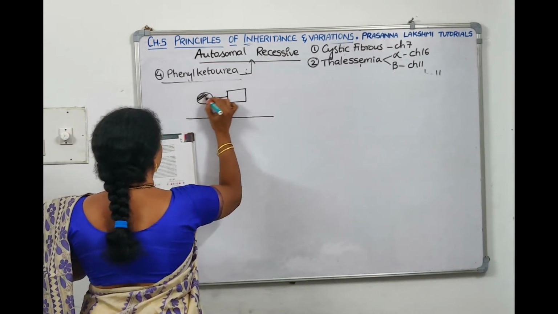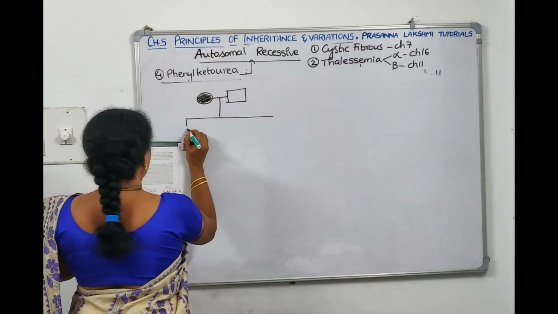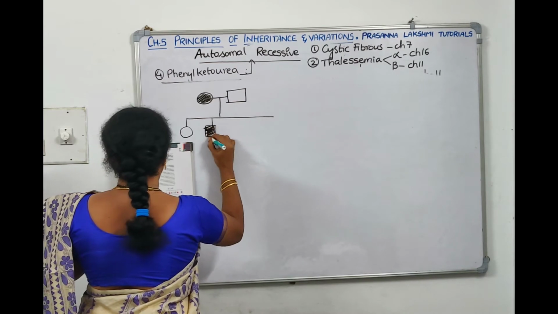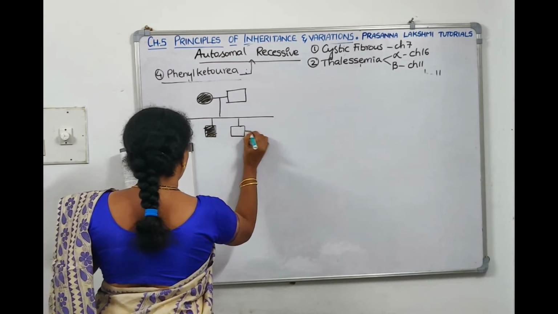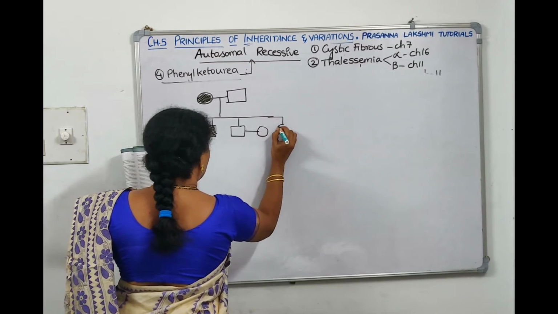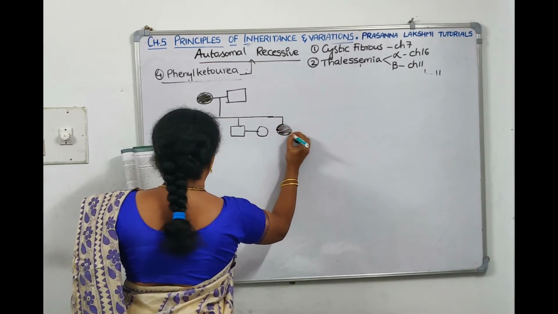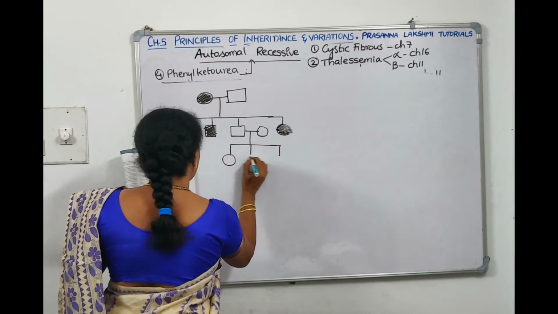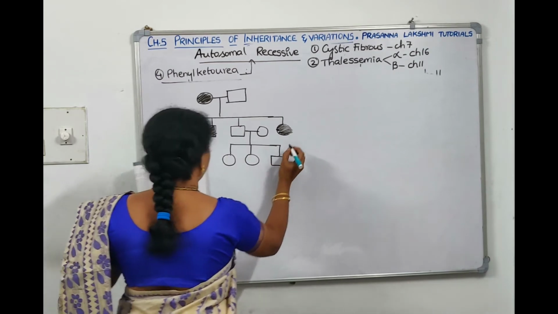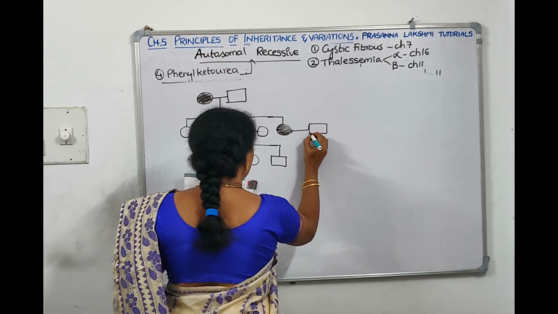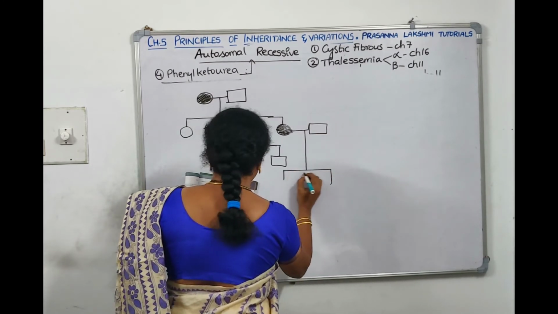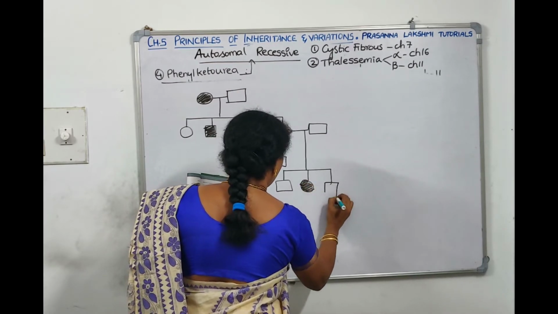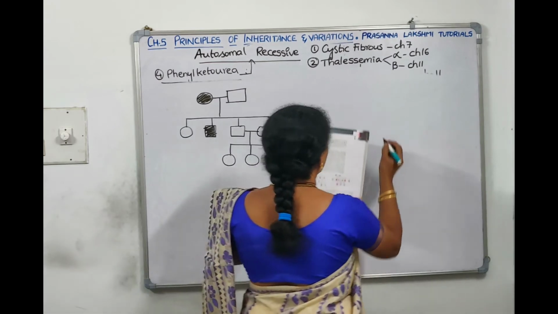Affected female they have given, normal female, affected male, normal male, and affected female. And the progeny of this family: two daughters normal and one son also normal. This affected female married a normal man, and the progeny showed in this manner. How will you identify which type of pedigree this is? Let me draw the other pedigree also which they have given.